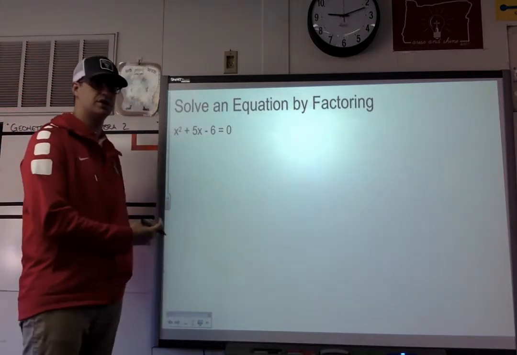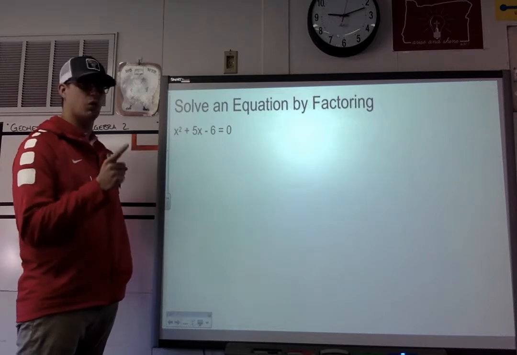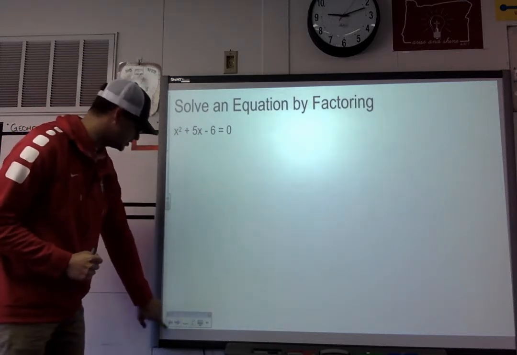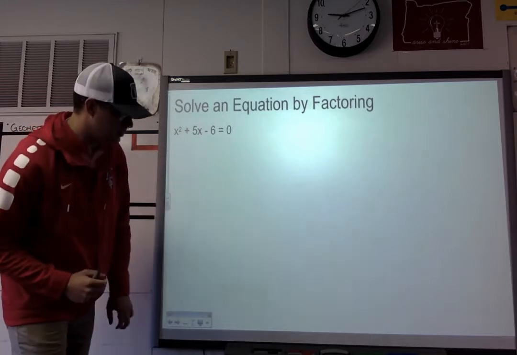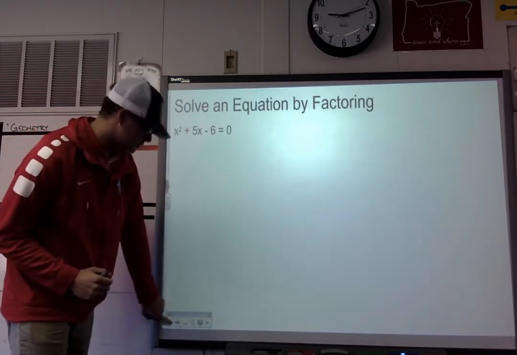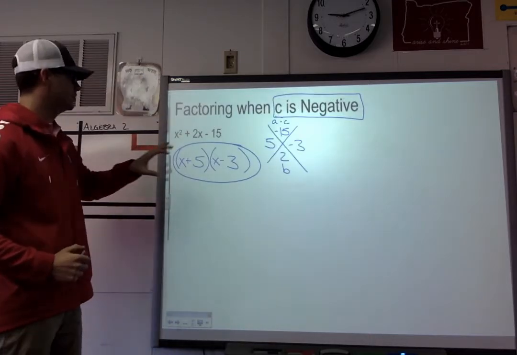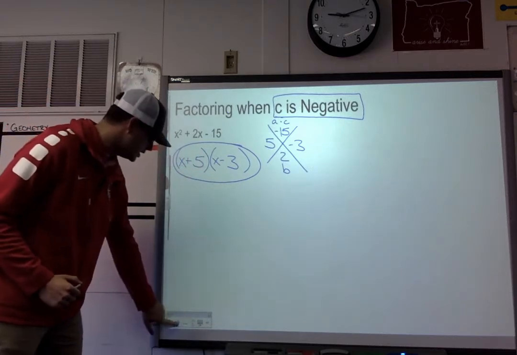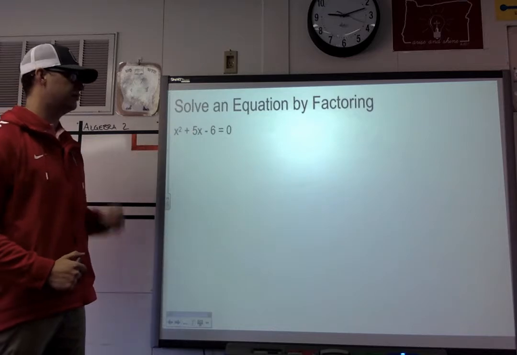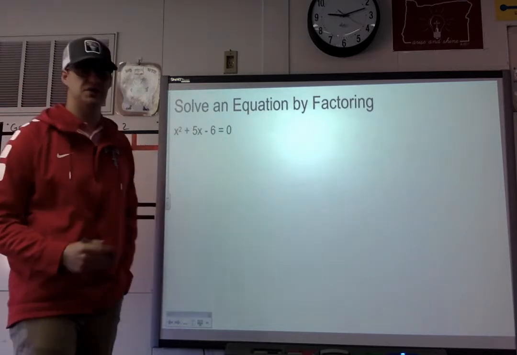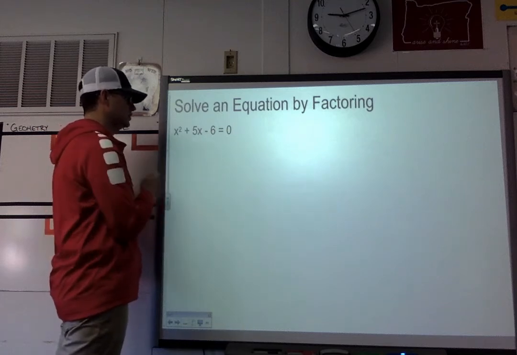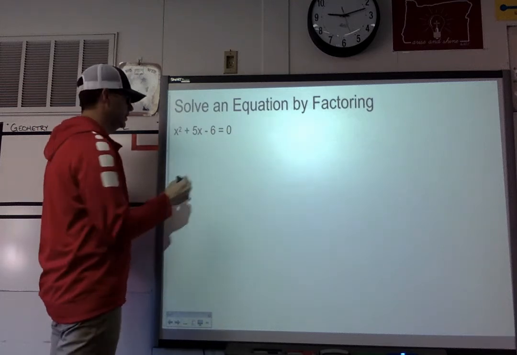So this is taking what we were just doing, but taking it one step further. If they tell you just to factor an equation, your answer is going to look like this. If they tell you to solve by factoring, then that means you actually have to come up with a solution. But the first thing we would want to do is go ahead and factor.